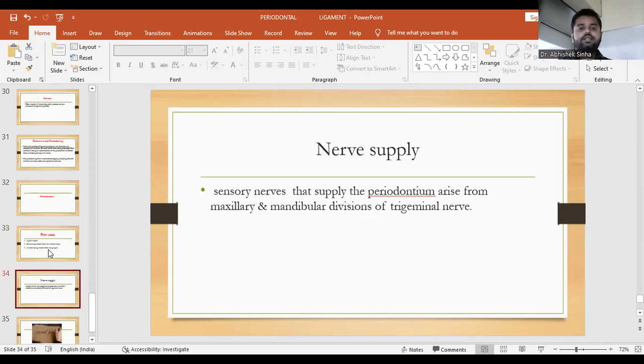Nerve supply. Sensory nerves that supply the periodontium arise from the maxillary and mandibular divisions of the trigeminal nerve. Again, the trigeminal nerve is very, very important. Please go and brush up.